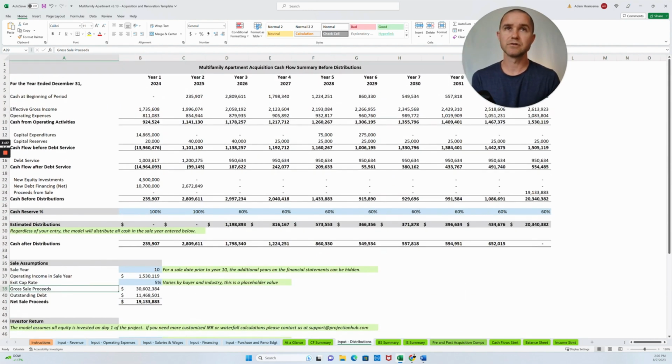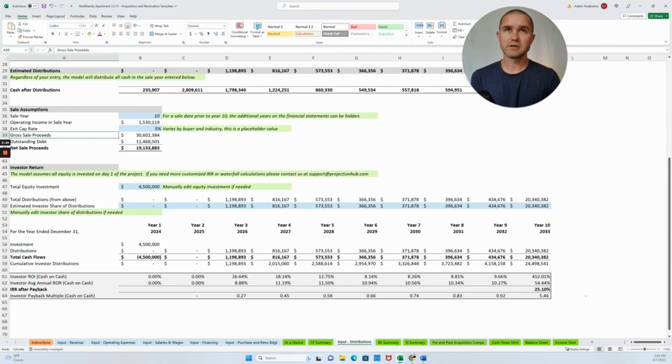So we've already got a whole bunch of assumptions built into the model. I'm not going to go through those. We're just going to assume those are reasonable for our purposes here. And we're going to say, okay, we're going to sell this property in year 10 of the model. And at that point, there'll be net operating income of $1.5 million. And we are assuming an exit cap rate of 5%, because maybe we bought it at a 5% cap rate. Let's say we bought the property at a 5% cap rate, and we're hoping that we'll have the same exit cap rate.